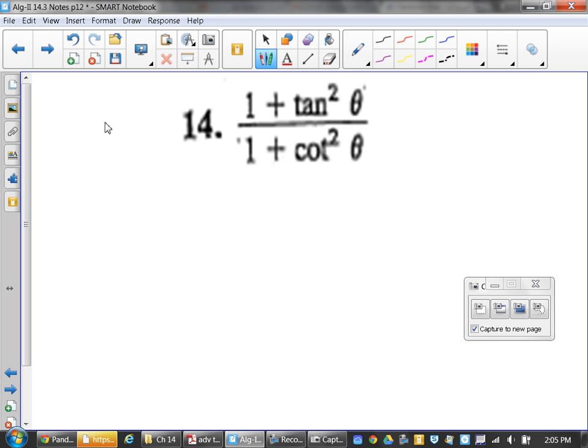Correct, just writing it. 1 plus tangent squared is what? 1 plus cotangent squared is?